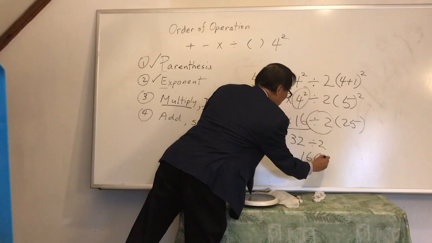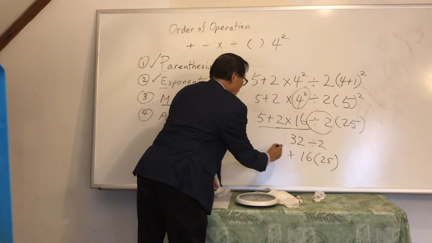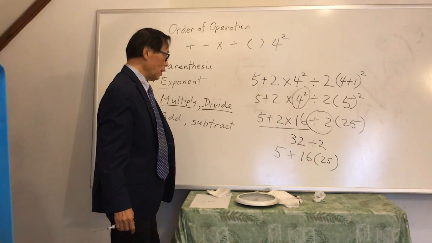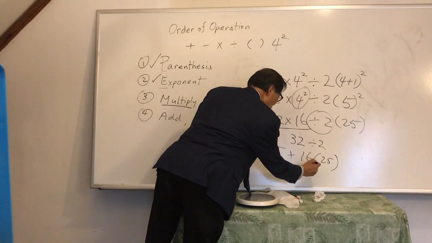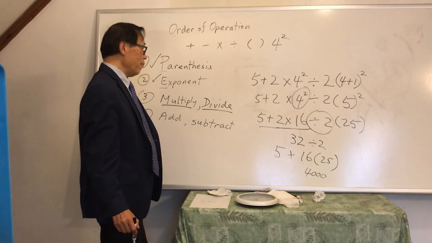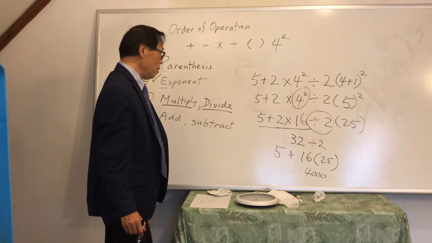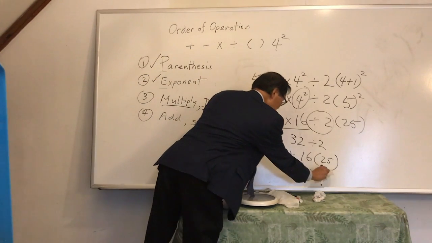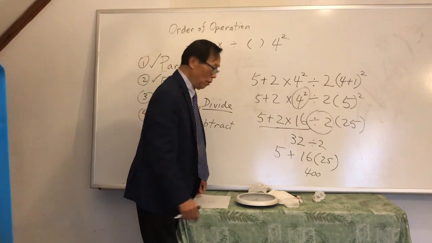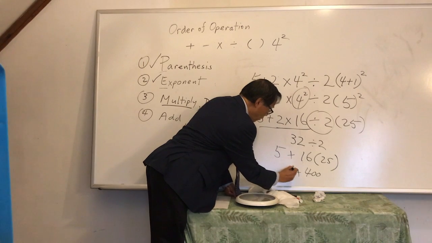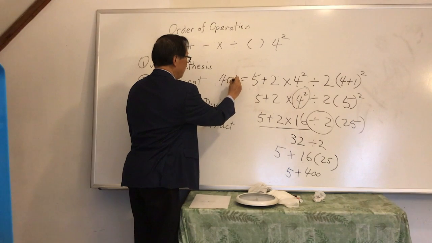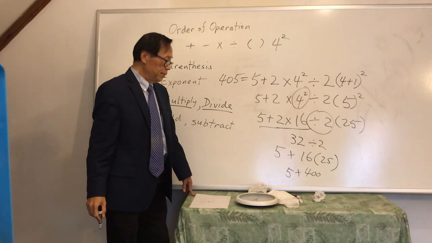And then I'm going to multiply with 25. And here's where your calculator comes in. Your calculator, when you multiply this, probably gives you 400. Sorry, my calculator in my brain is sometimes a little bit off. And then now you're going to add 5. So the total answer to this is 405.